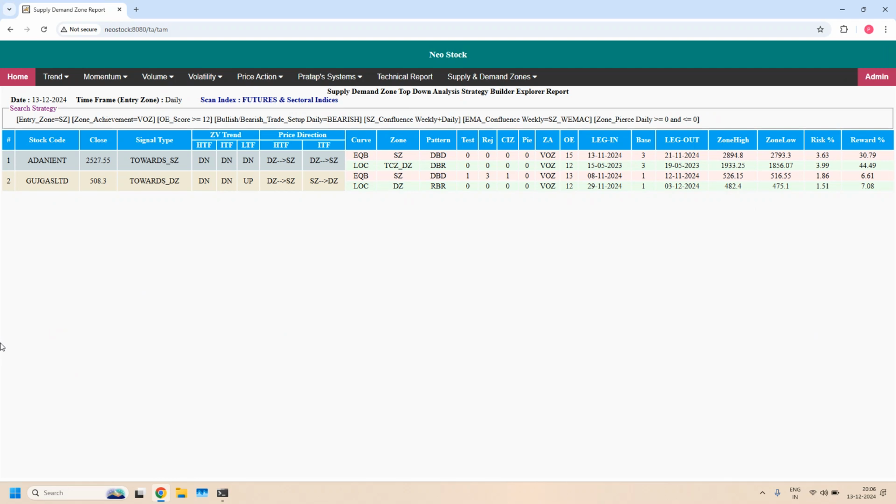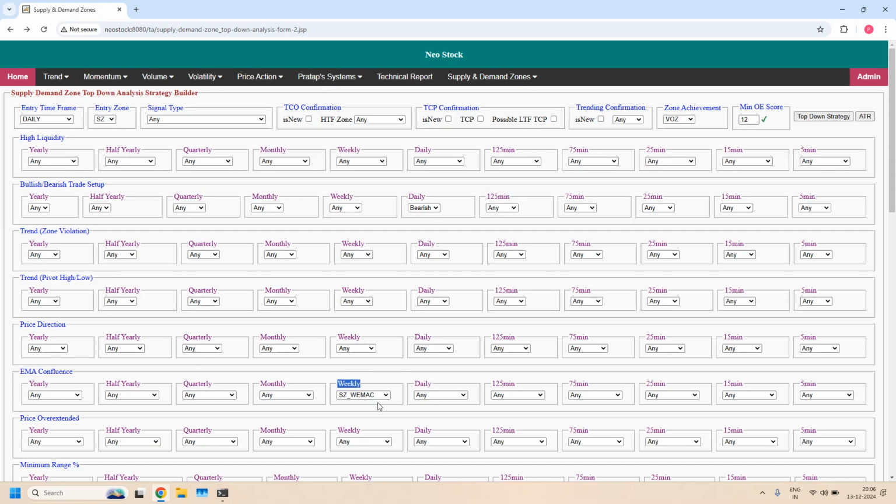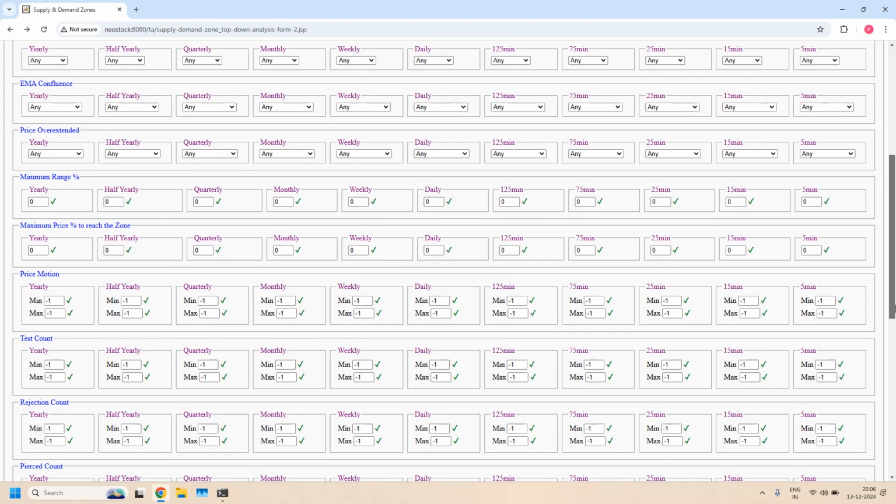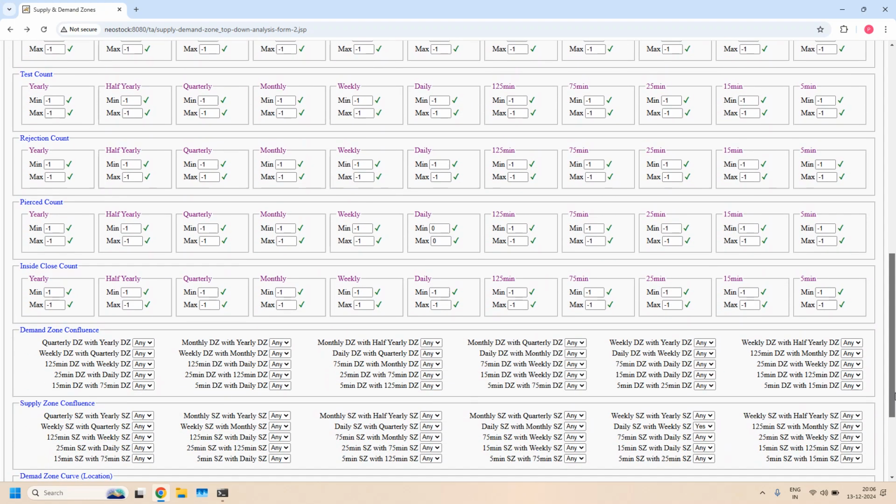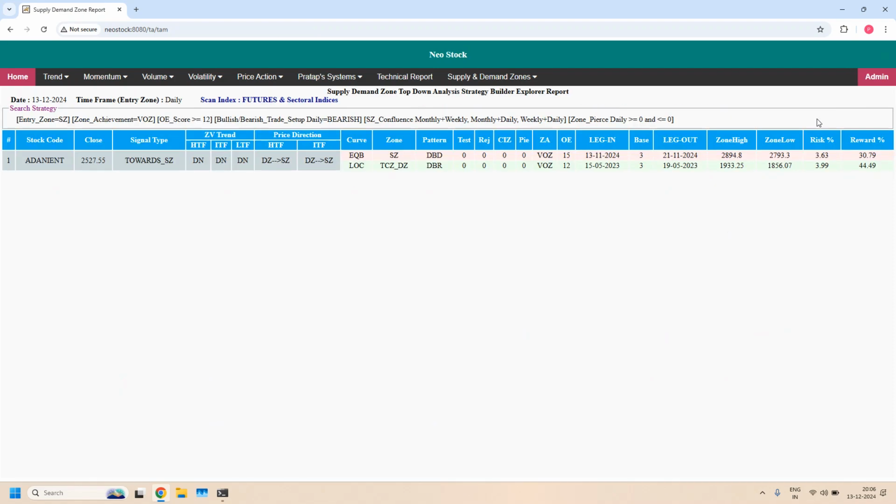Next, let us look for LTF, ITF, HTF supply zone confluence. I am removing the EMA filter. In the supply zone confluence, we need to set 3 filters. First filter is already enabled, daily with weekly supply zone confluence. Next, daily supply zone with monthly supply zone confluence. Weekly supply zone with monthly supply zone confluence. With all the 3 filters, LTF, ITF, HTF supply zone confluence, we got one stock.